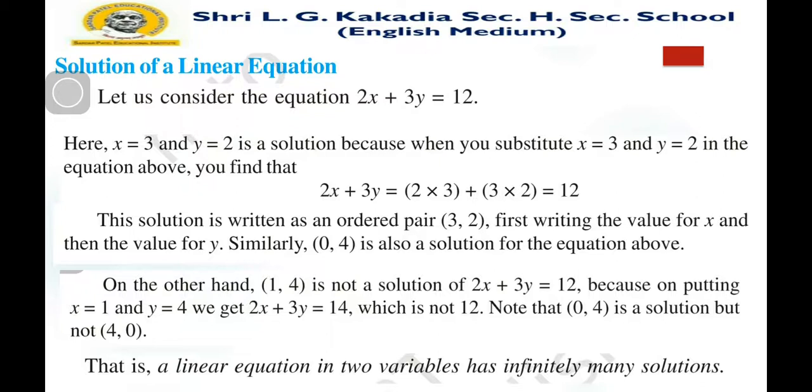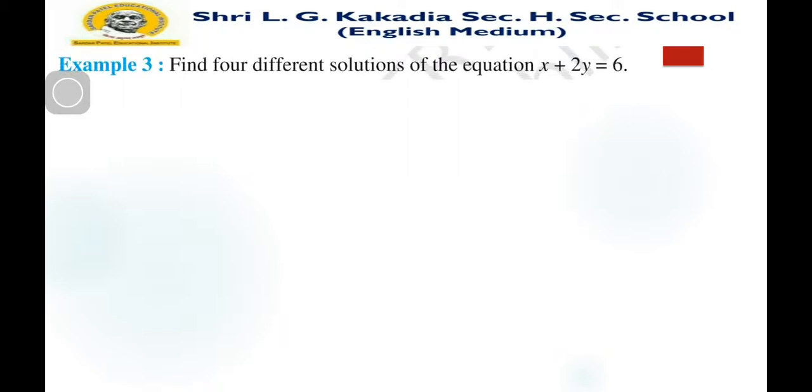Now let us take some examples. Example number 3. Find 4 different solutions of the equation. Now here we take a value of x, and according to that we take a value of y, and if we find it is equal to 6. Let us say if you put x is equal to 2, you have to put y is equal to 2, that is 2 plus 4 is equal to 6. It is one solution, (2, 2).